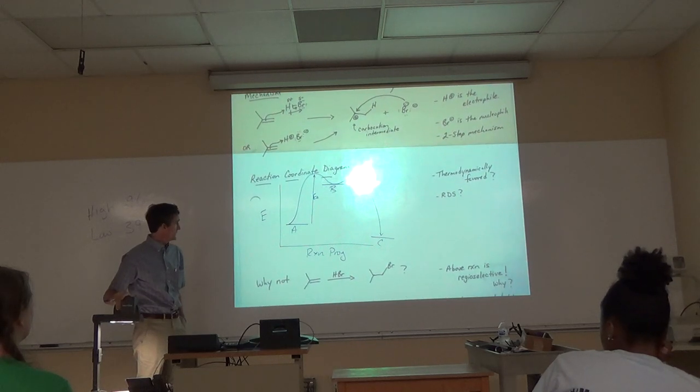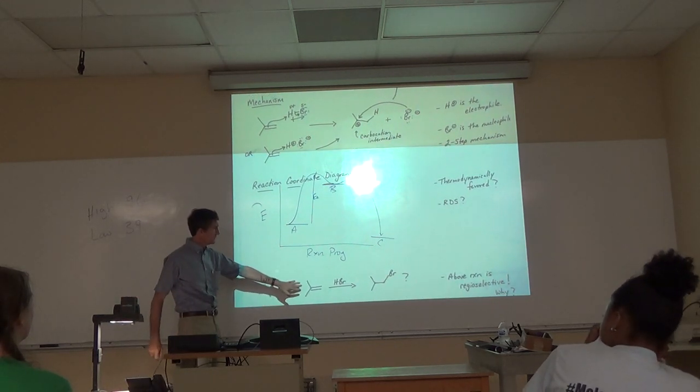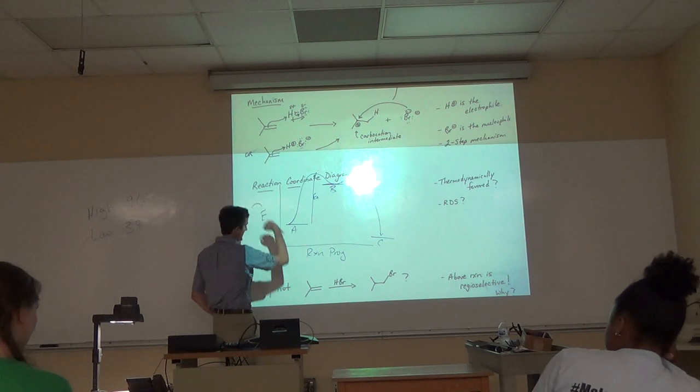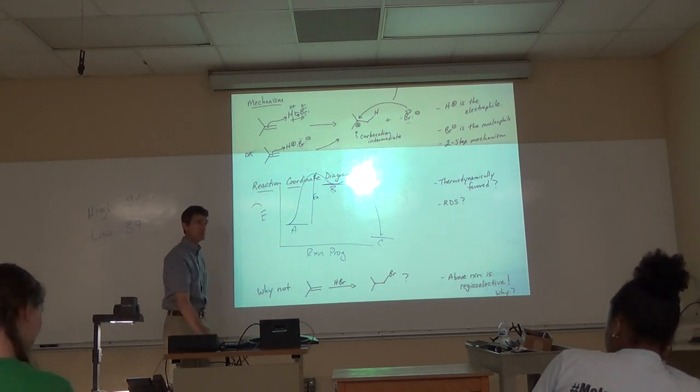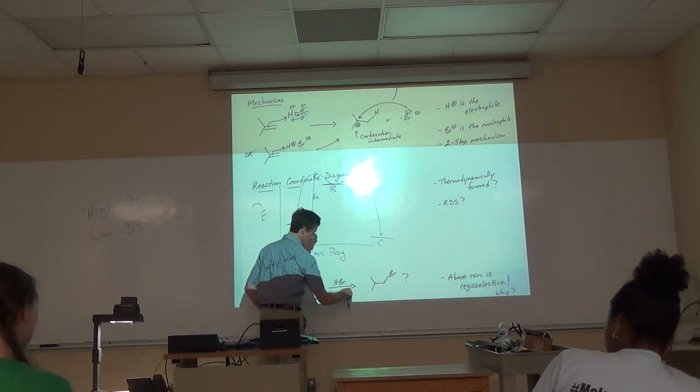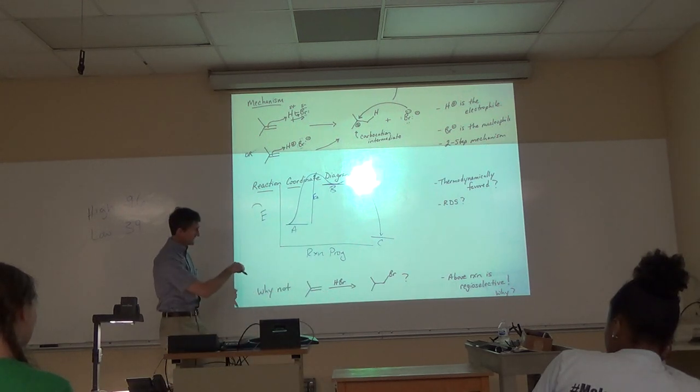Okay, there's reaction coordinate diagram. Why does a reaction not occur this way? Why would a react this same alkene, which by the way has a name, and you should be watching nomenclature video to be able to name that alkene. You should also know that that alkene is not stereogenic.